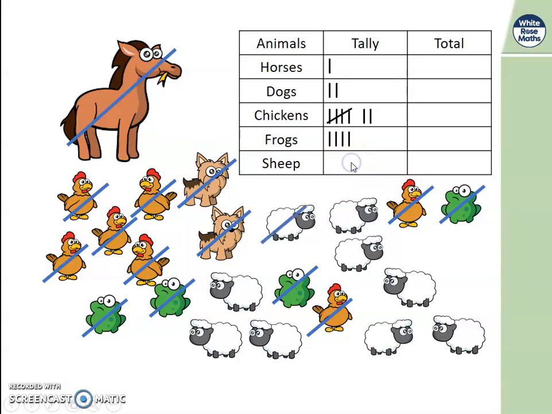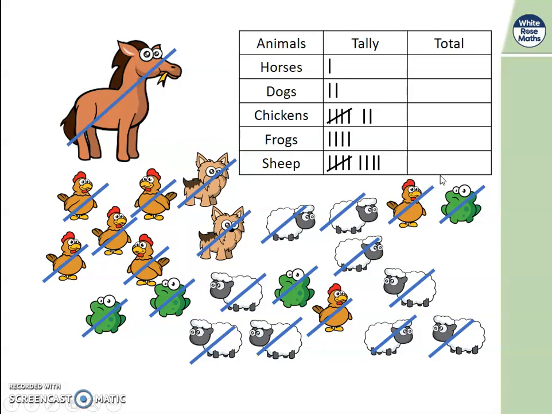Let's move on to sheep. 1, 2, 3, 4, 5, 6. Remember we cross it. 5, 6, 7, 8, 9. Fantastic. What I want you to do now is to work out what these tallies represent and write the totals next to it. Now you can set this out in your book with the tally chart as well and write down all the animals, or you could just write horse equals however many. So pause the video to give yourself some time.